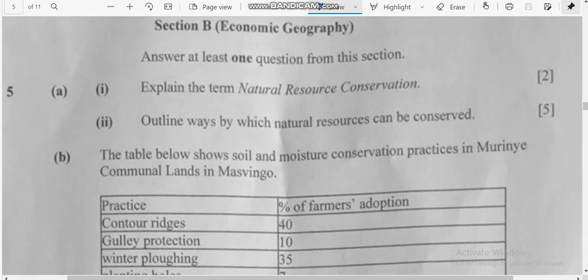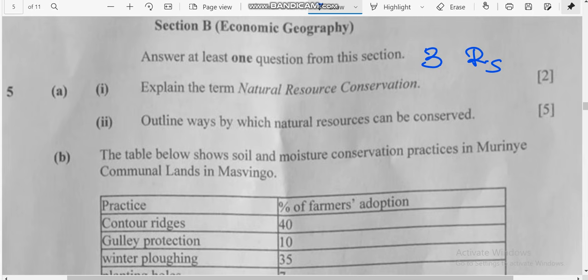Next question, it says, outline ways by which natural resources can be conserved. If conservation means management and protection, what are the ways which must be put in place so that we can conserve natural resources? Number one, we must apply the use of 3 R's, that is reduce, reuse, and recycle. That's number one method of conserving natural resources. Number two, we must practice sustainable agricultural techniques, like crop cultivation, like organic farming.